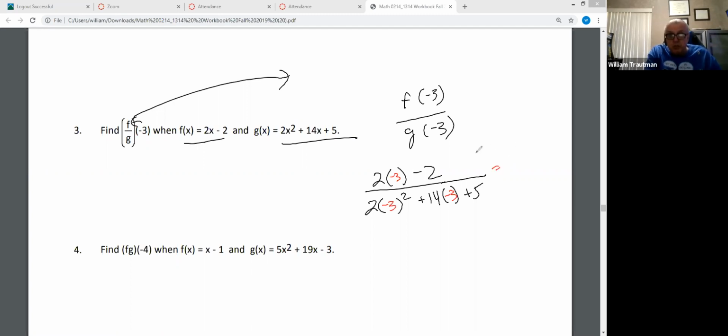Okay, so do the math on top. If you put just the top in your calculator, you get negative 8. If you put the bottom in your calculator, I have no idea what you get. Let's see, 18.